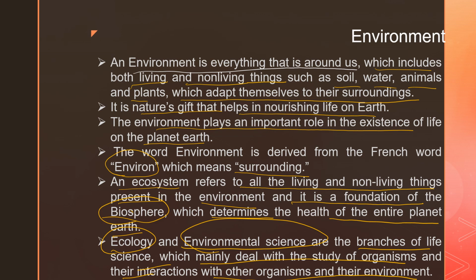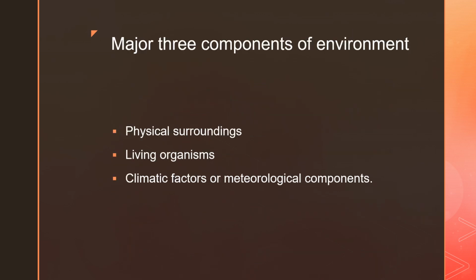It is a French word which means surrounding. So what are the three major components of environment? First, the physical surroundings. What are the physical surroundings? They include the air we breathe in, the water we are drinking, and the soil or the land on which we are living. These are the physical components, and they together contain oxygen, carbon dioxide, nitrogen, mineral salts, water, and many other substances.